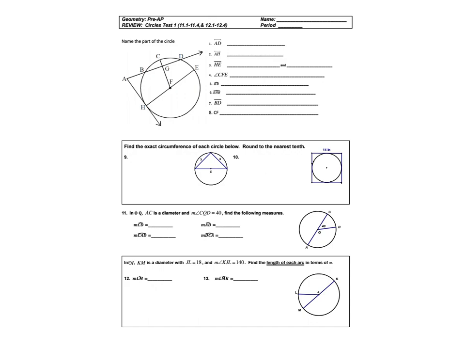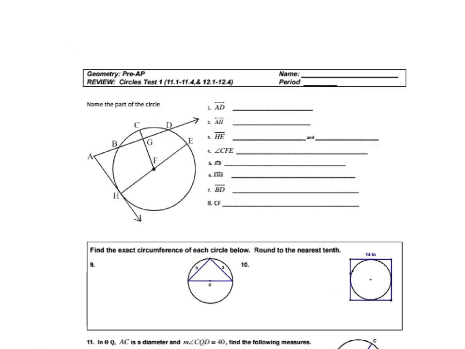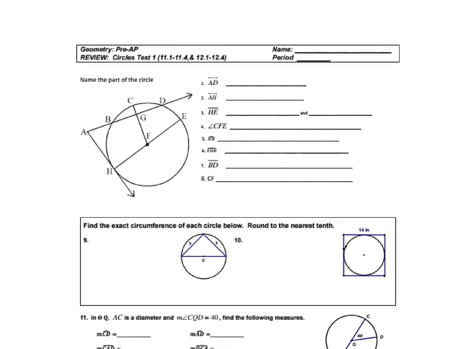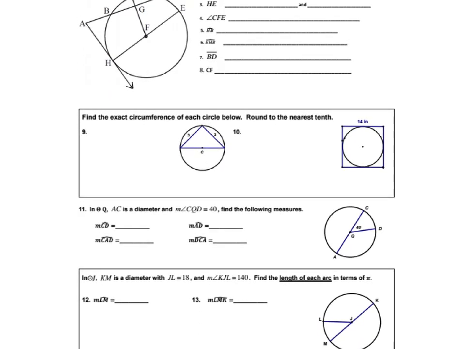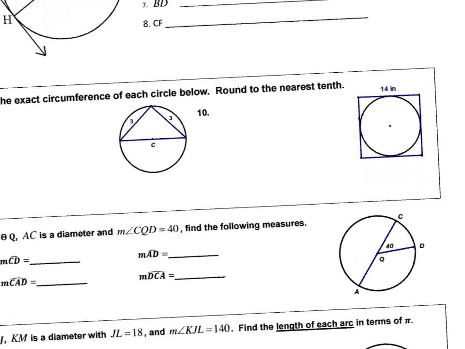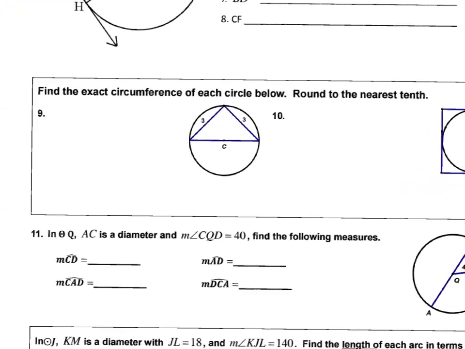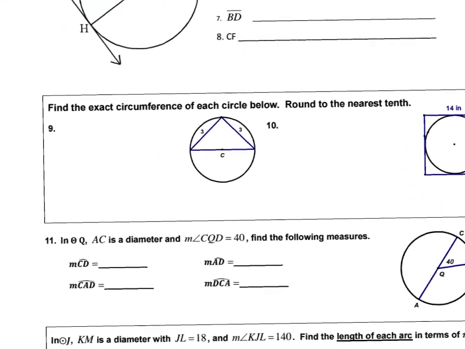Now, when you get to this page, make sure you know your parts of the circle. I do want to talk about number 9 real quick because there are some prerequisite skills in that problem, meaning that you needed to recall them. Let me make this a little bit larger.